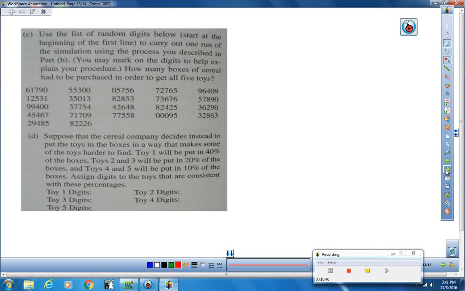Okay, so I have to remember that toy 1 was 0 and 1. Toy 2 was 2 and 3. Toy 3 was 4 and 5. Toy 4 was 6 and 7. And toy 5 was 8 and 9. And I have to keep that in my mind as I go through here, so I make sure I understand which toy I got. Okay? So I'm going to start right here. Boy, marking on this table is really small, so I probably won't be able to do that. But what I'm going to do is write out these numbers over here.